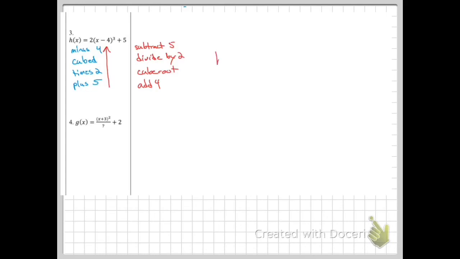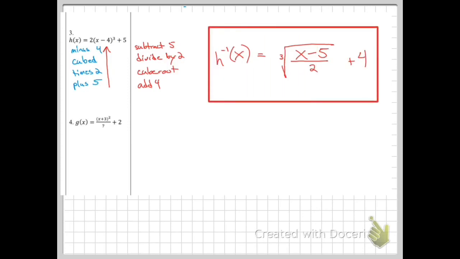I'm going to start with h inverse of x equals, leave some space, put an x on your paper, then subtract 5, divide all of that by 2, cube root over everything that's there, and then add 4 at the end. Make sure it is not in that cube root because 4 happened last. This is my answer. None of my exponents are squared, so there's no restriction.